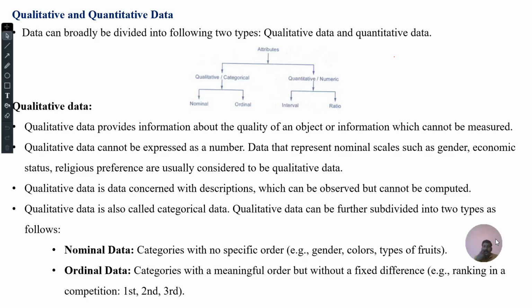Ordinal data is categories with meaningful order, but without fixed interval, without fixed difference. Now we can arrange in categorical order, but we can't measure without a fixed difference. He is first rank, he is third rank, he is fourth rank. He is economically wealthy, he is poor, he is middle class. Categories with a meaningful order, but without fixed difference. Here we can't measure the values. That is called qualitative data.